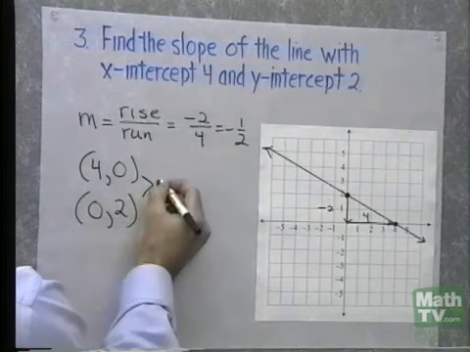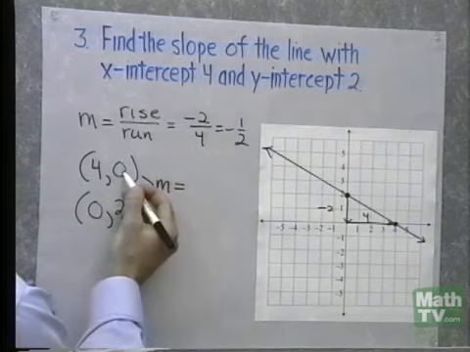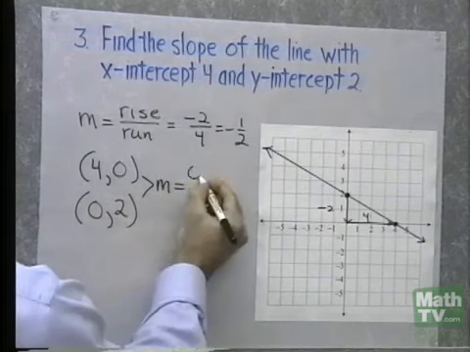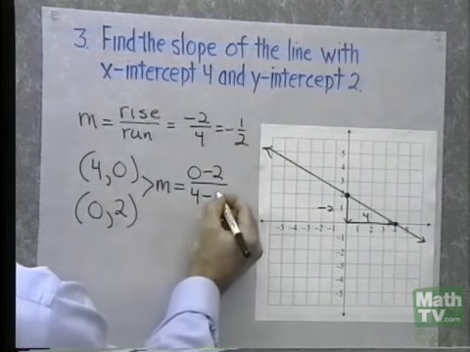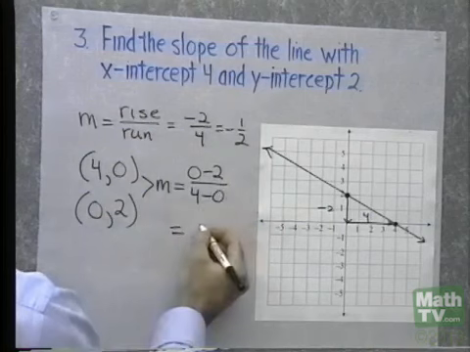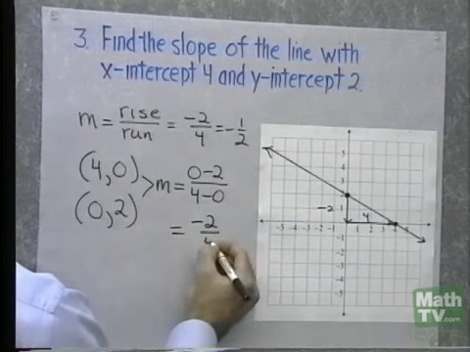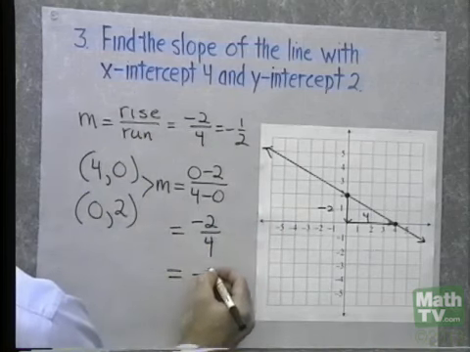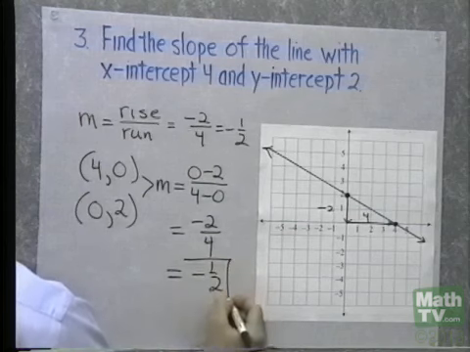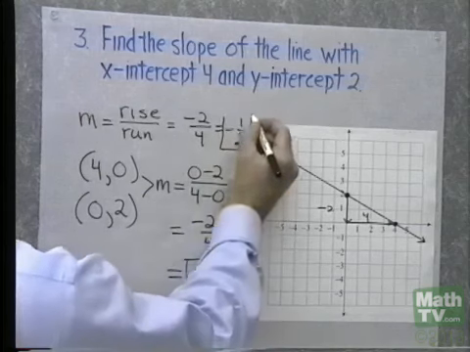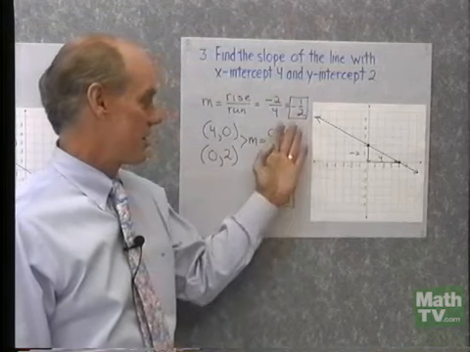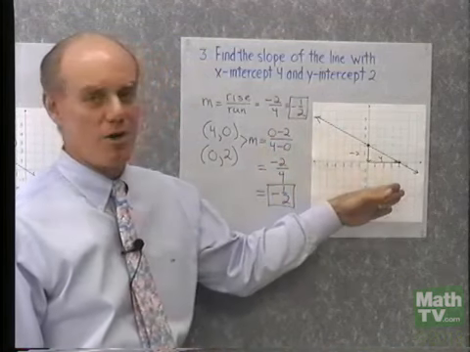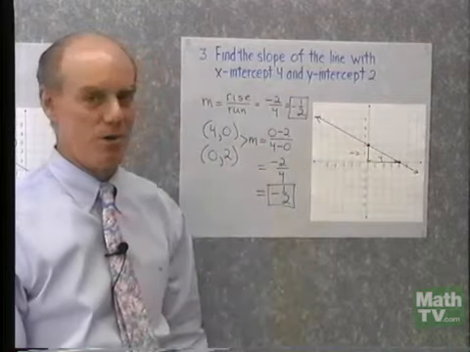Now from these 2 points, I can get a slope m of, well, let's see, let's take 0 subtract 2, divided by 4 subtract 0. What do I end up with in the numerator? Negative 2, in the denominator 4, and sure enough, that comes out to be a slope of negative 1/2. So once again, you can see that my geometric results and my algebraic results are consistent with each other. This line has one and only one slope, and that slope is negative 1/2.